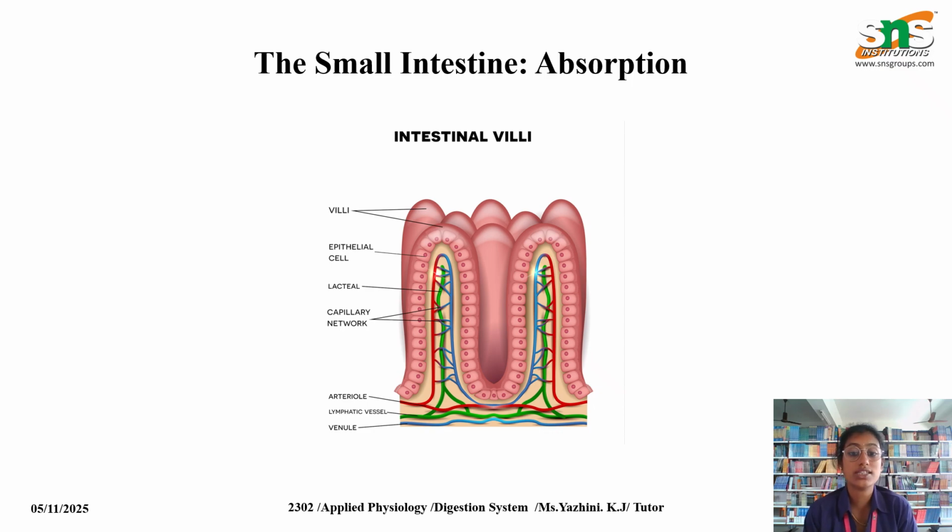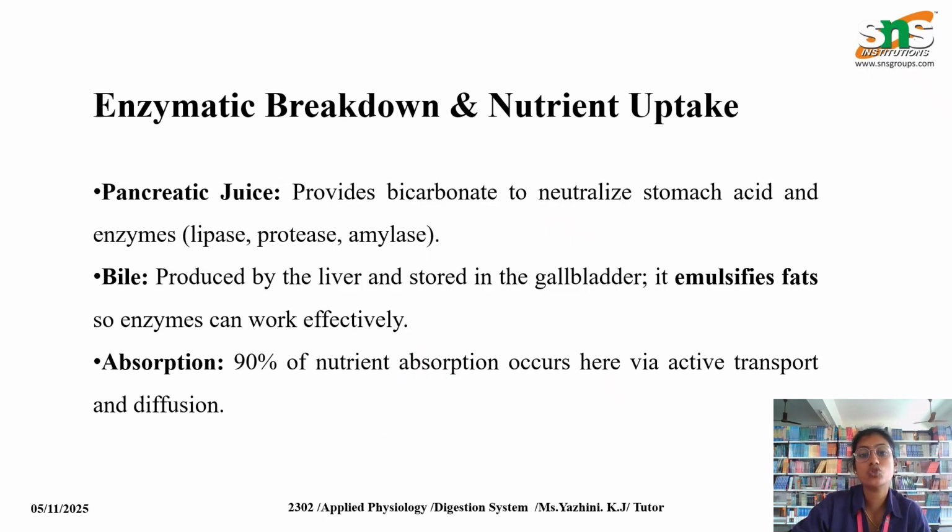Then the small intestine: how absorption takes place. This is the main structure which plays the main role in absorption. Now we are focusing on the small intestine and how it is helpful. In the small intestine, enzymatic breakdown peaks, where pancreatic juice neutralizes the acidic chyme with bicarbonate and also supplies amylase for carbohydrates, protease for proteins and lipase for fats. And bile from the liver emulsifies the fat into tiny droplets for better enzyme access.